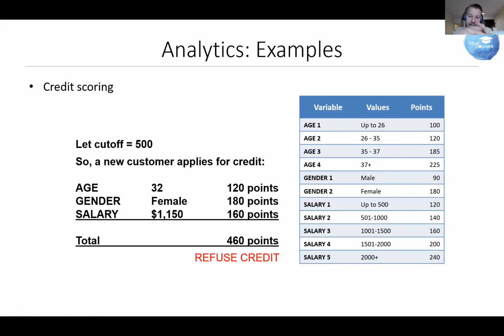And the agreement is the more points, the better the creditworthiness of that customer, right? And this scorecard has been built using analytics, right? I don't have time to explain how the scorecard has been built, but the scorecard is an example of an analytical model. It's an example of a pattern that has been learned from data.